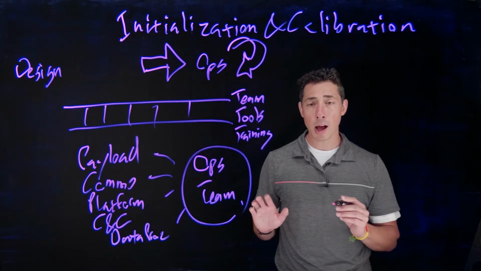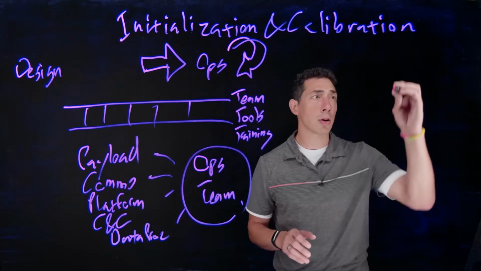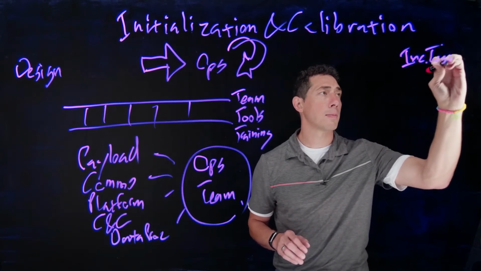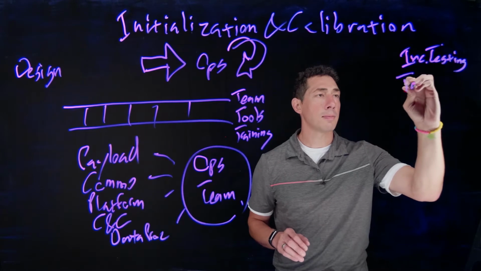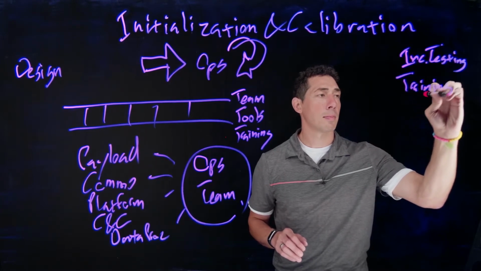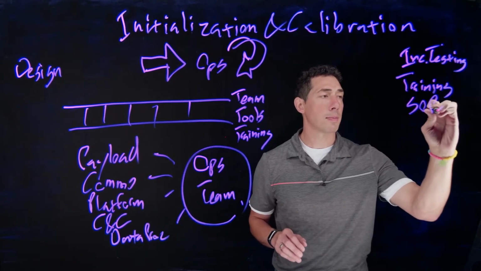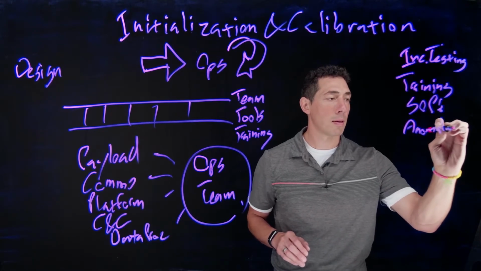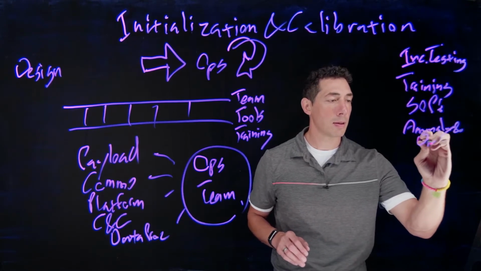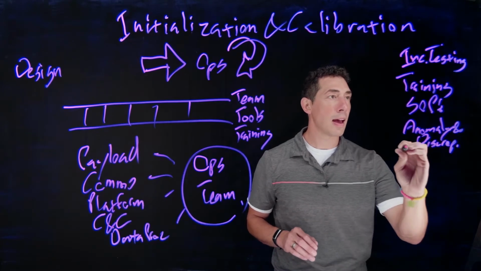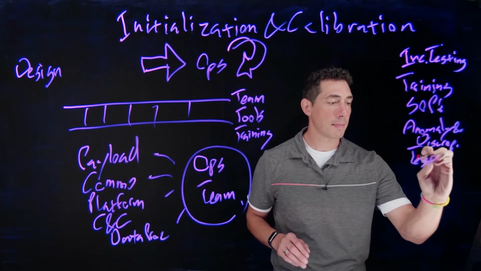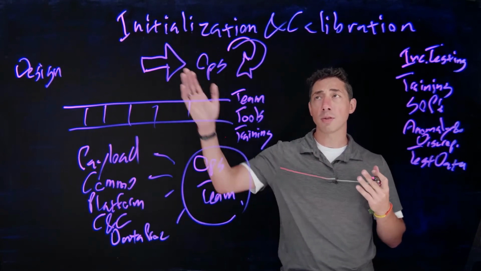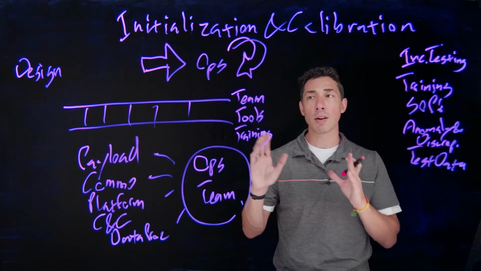And the things that are going to help you be successful in this are incremental testing, training, SOPs, anomaly and discrepancy handling, and test data. And these five things are going to help you be successful in that initialization event.